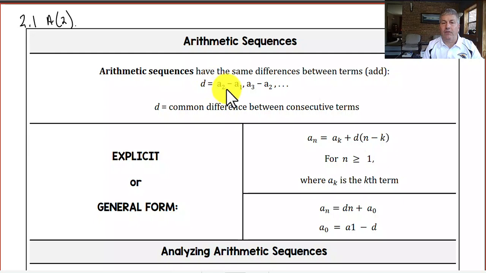So our difference, if we took the second term, subtracted the first, and we get a value, and we took the third term and subtracted the second, we get the same value. That d is our common difference between terms.